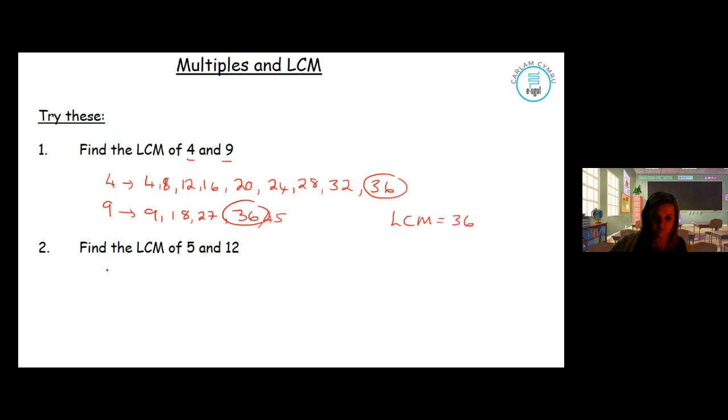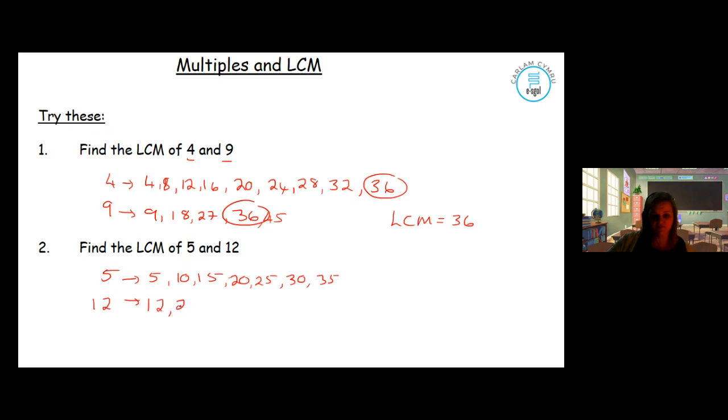And then you repeat the process for question 2. So I've got 5 and I've got 12. So I'm going to write down my 5 times table. And I'm going to stop there for a minute. I'm going to go to my 12s and write down the 12 times table.